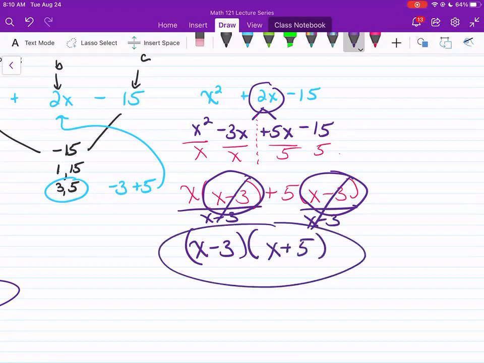So 4 methods to look at when factoring. Always look for the GCF. If there's 2 terms remaining, you're going to use special patterns. If there's 3 terms, you're going to factor using the AC method or a method of your choosing. And if there are 4 terms, you will factor by grouping.